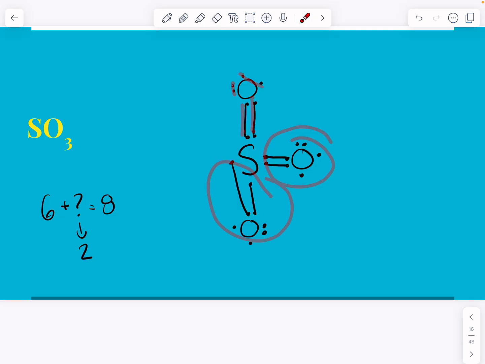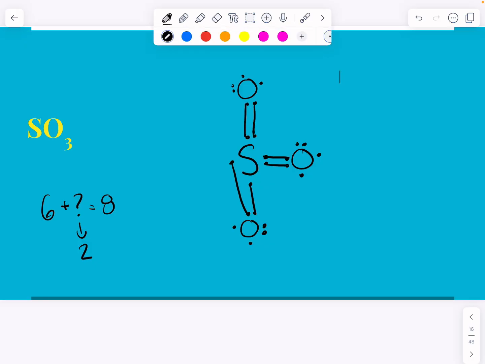Now let's take a look at our sulfur in the middle. Sulfur here has 2, 4, 6, 8, 10, 12, and it's actually okay. This is why I said that the central atom has to be greater than or equal to 8. So it can't be under 8, but it could be more than 8, and that's totally fine. This is the right structure for our SO3 molecule.